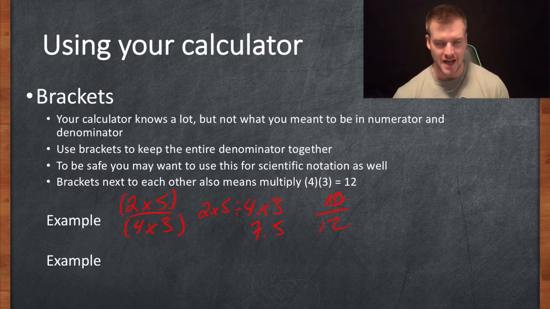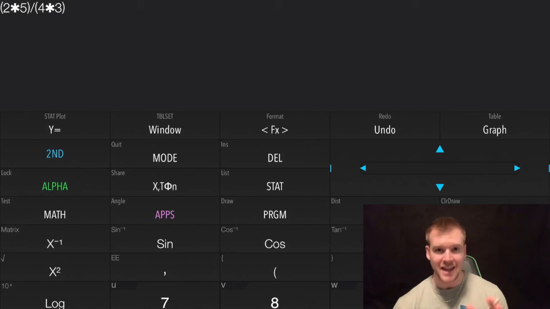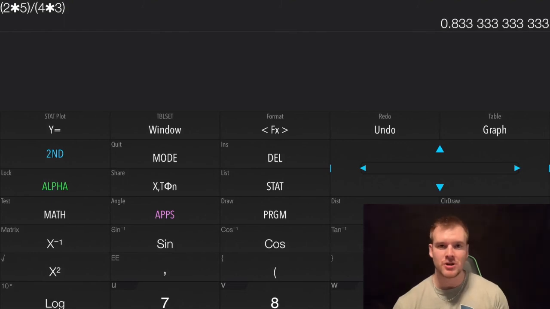So let's see how we put that in our calculator with brackets to show this. We're going to put bracket 2 times 5, because that is the numerator, divided by everything in the denominator, which was 4 times 3. That's what we wanted, that whole numerator divided by that whole denominator, and we do get 0.83. So make sure you use brackets to keep the numerator and denominator separate.